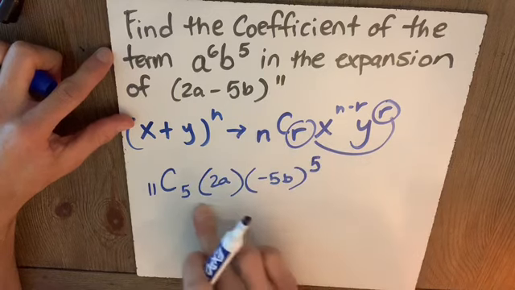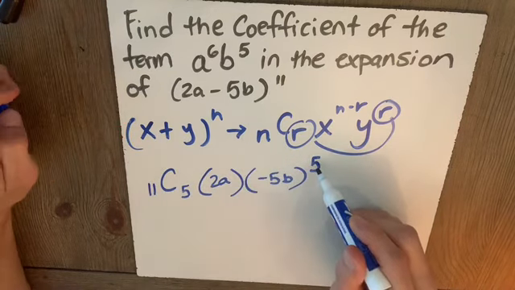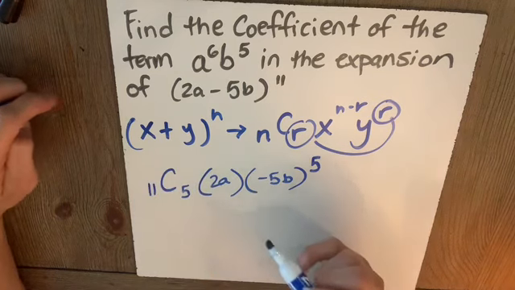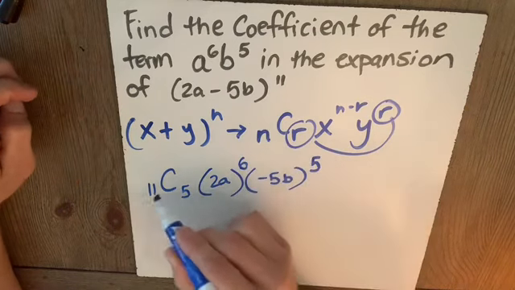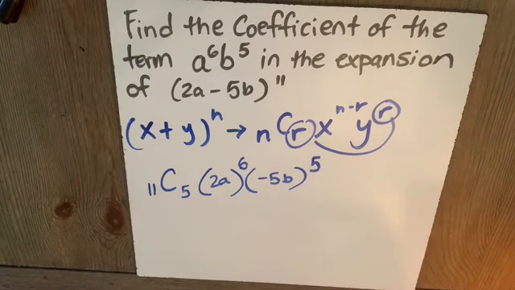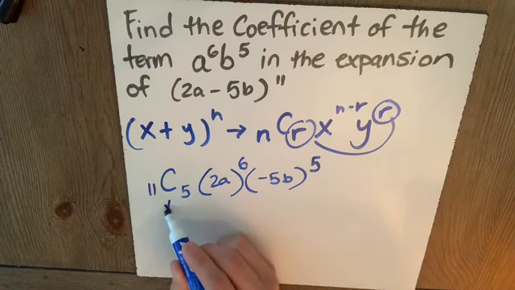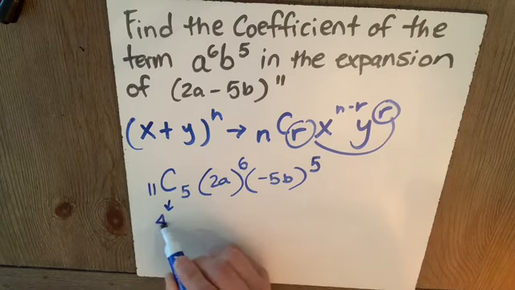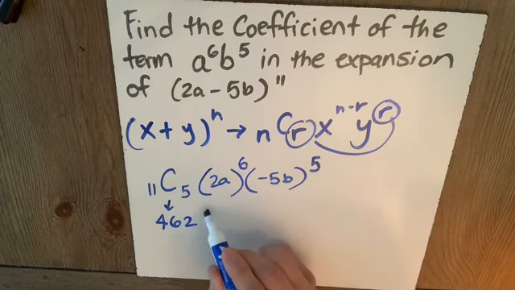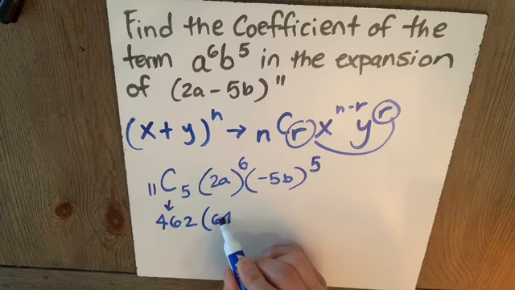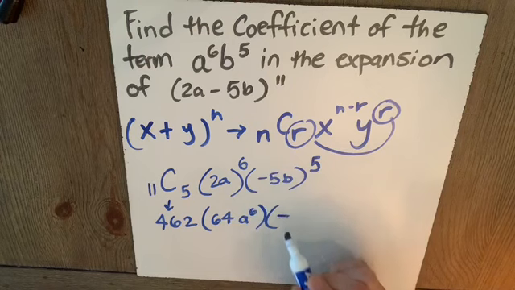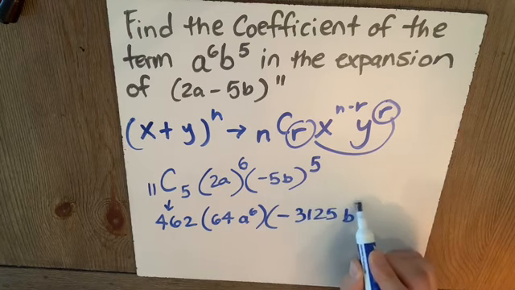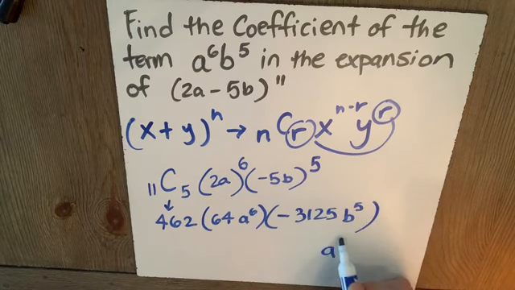Now, these two exponents, whatever's outside the parentheses here and here, have to add up to whatever n is. Or you could say it's n minus r. 11 minus 5 is 6. You can see 5 plus 6 does give us 11. Now it's time to crunch in our calculator. 11c5 is 462. 2 to the 6th power is 64a to the 6th. Negative 5 to the 5th, that's going to give us a negative answer. 5 to the 5th is 3125b to the 5th.